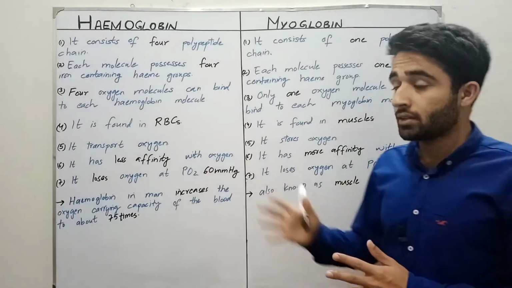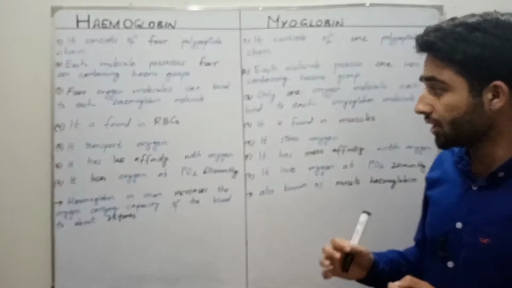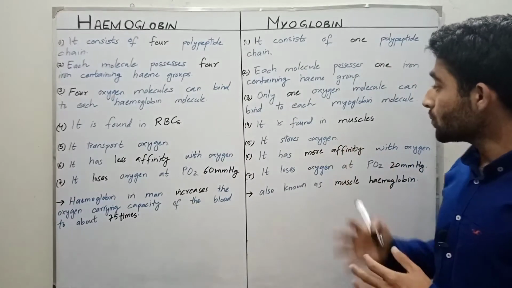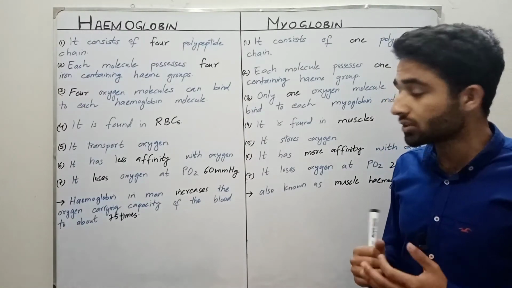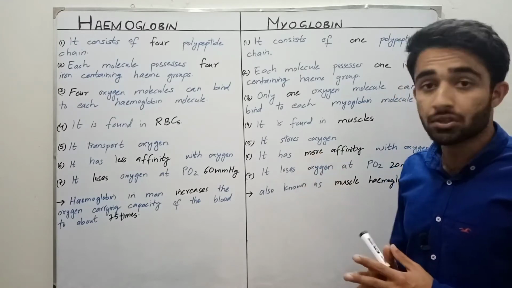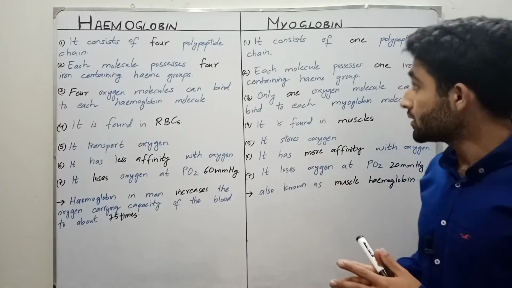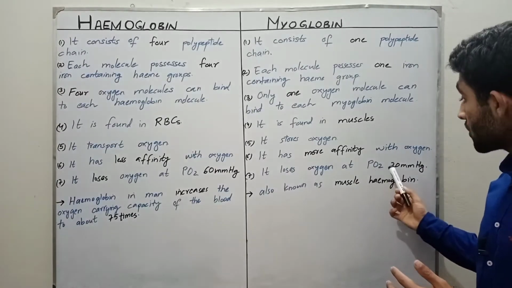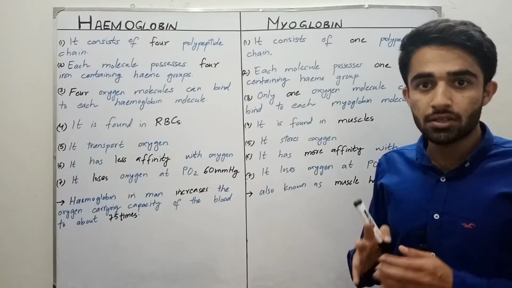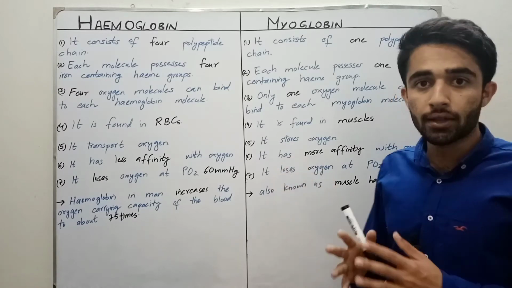The next point is that hemoglobin has less affinity with oxygen, and myoglobin has more affinity with oxygen. Then the next point is that hemoglobin loses the oxygen at an oxygen pressure of 60 mmHg, and myoglobin loses the oxygen at an oxygen pressure of 20 mmHg. So these are the differences between hemoglobin and myoglobin.